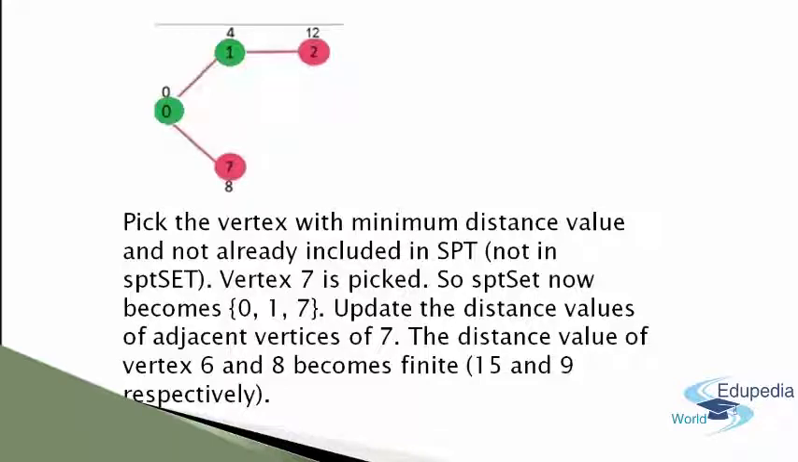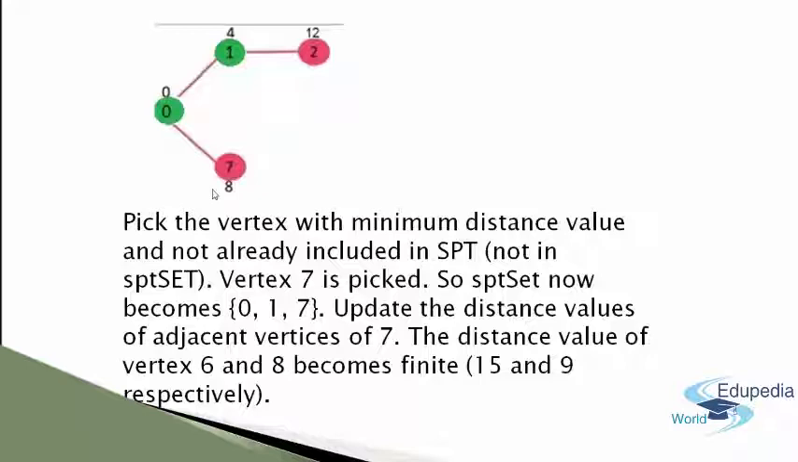Now we have to continue from 2 and 7. 0 and 1 are included in our SPT, but the vertices not included in the SPT that have been traversed are 2 and 7. For both of them we have to update the adjacent vertices. So pick the vertex with the minimum distance value that is not included in the SPT. Let's say vertex 7 is picked.